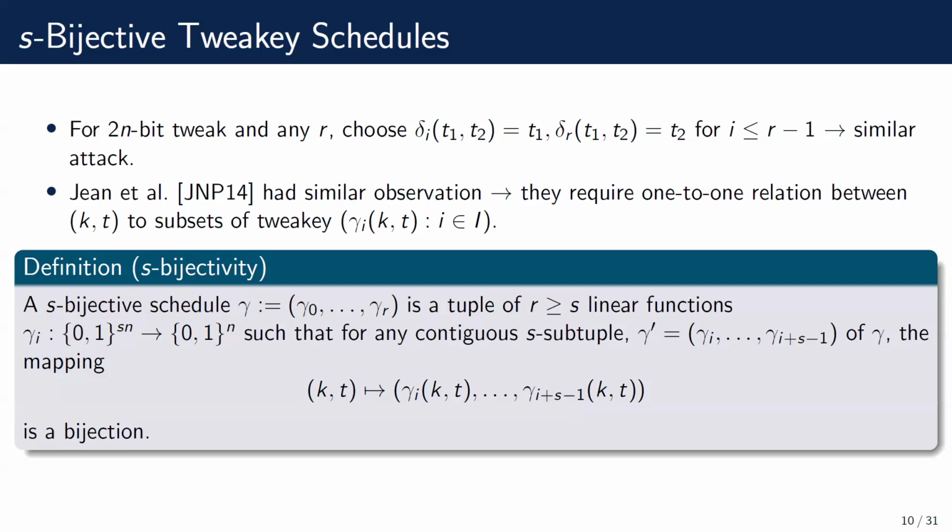And we formalize this notion by the definition of S-bijectivity. So in short, an S-bijective schedule is simply a tuple of linear functions where any contiguous S-subtuple of these functions satisfies the bijection that we mentioned earlier.